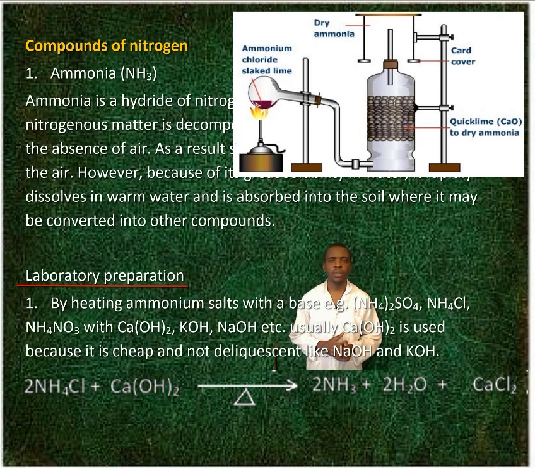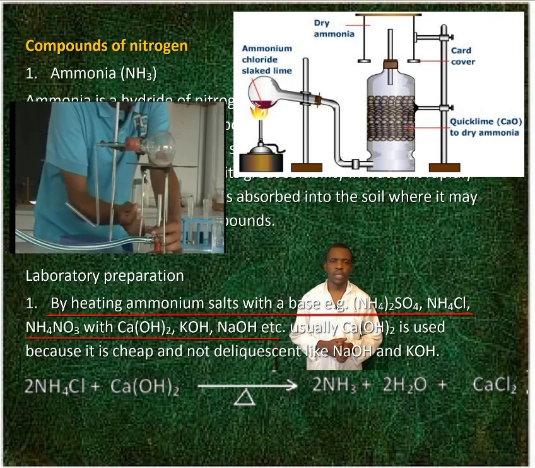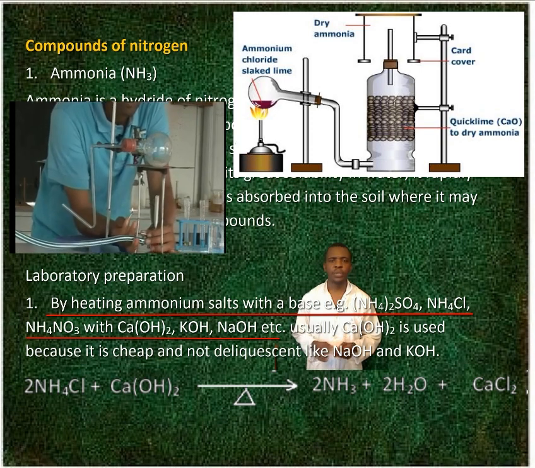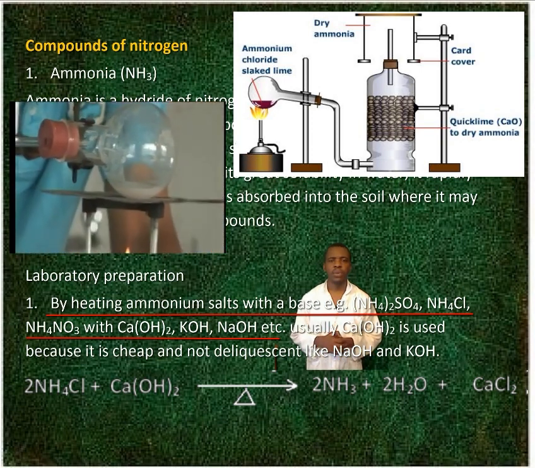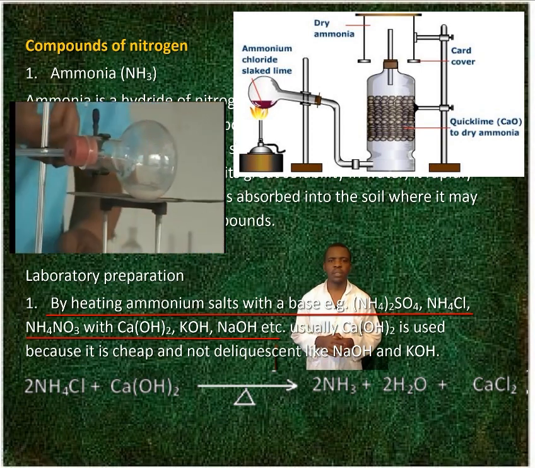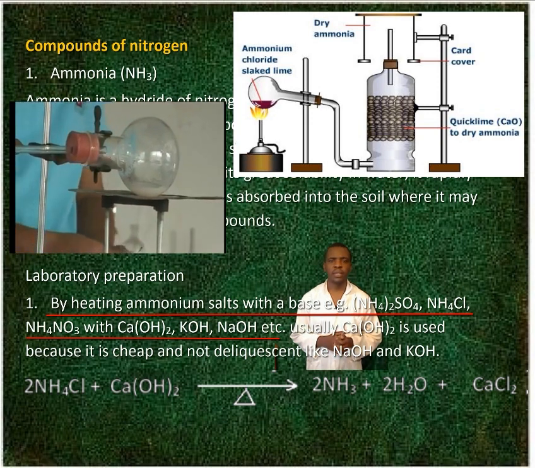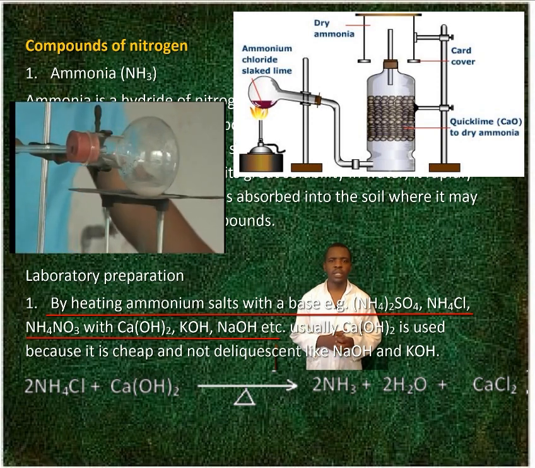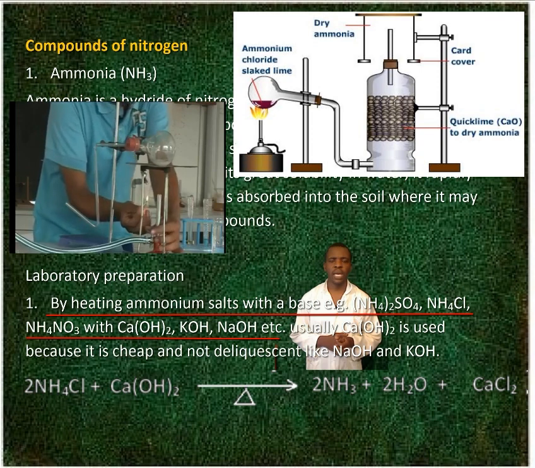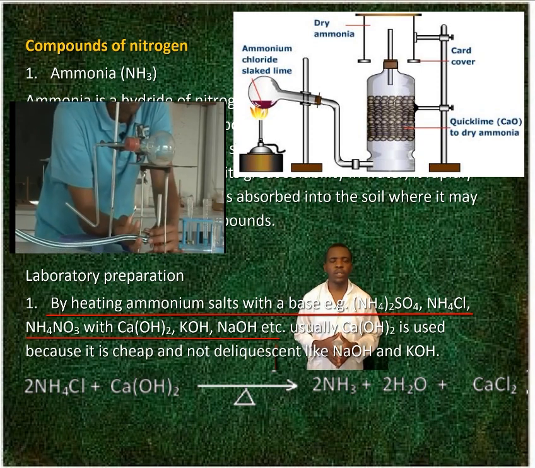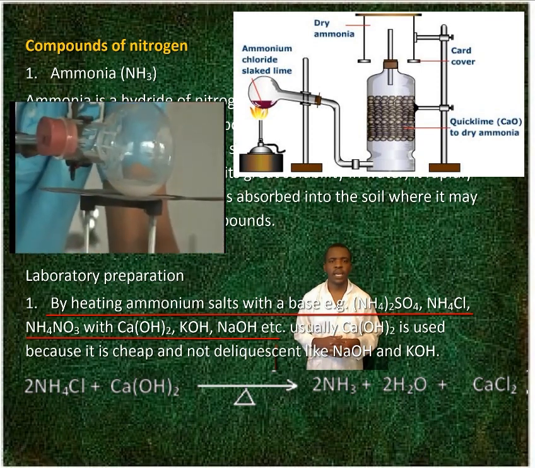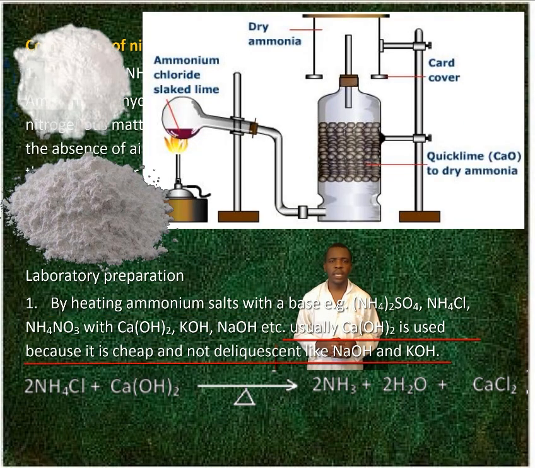Laboratory preparation of ammonia. By heating an ammonium salt with a base, for example, ammonium sulfate, ammonium chloride, or ammonium nitrate with calcium hydroxide, potassium hydroxide, sodium hydroxide, etc. Usually, calcium hydroxide is used because it is cheap and not deliquescent like sodium hydroxide and potassium hydroxide.